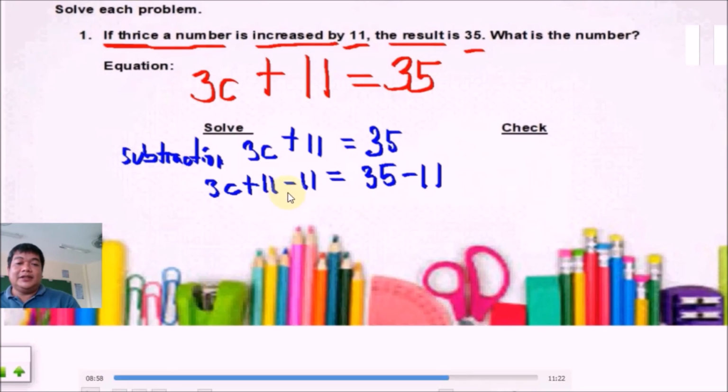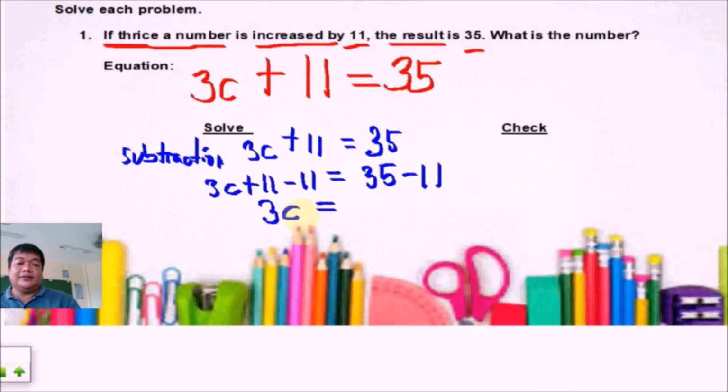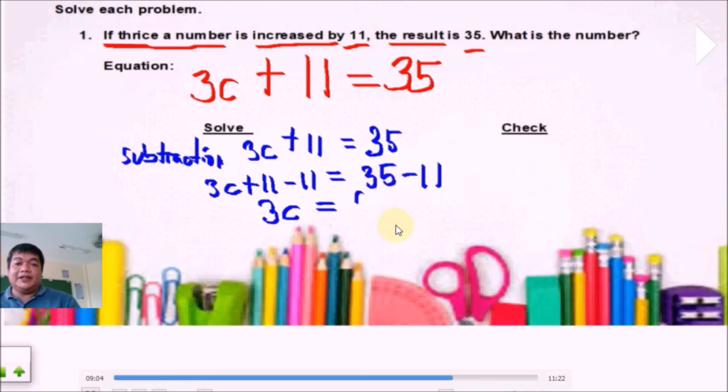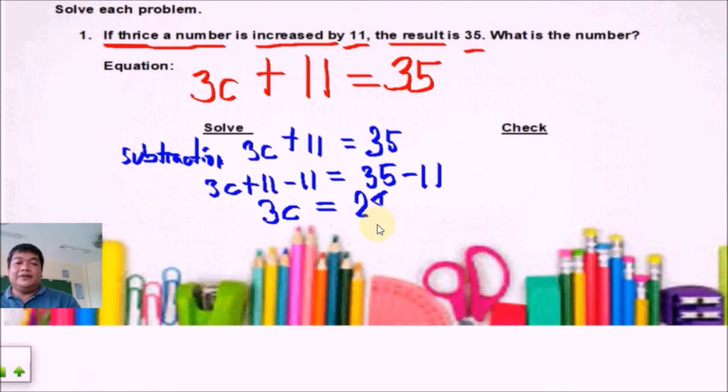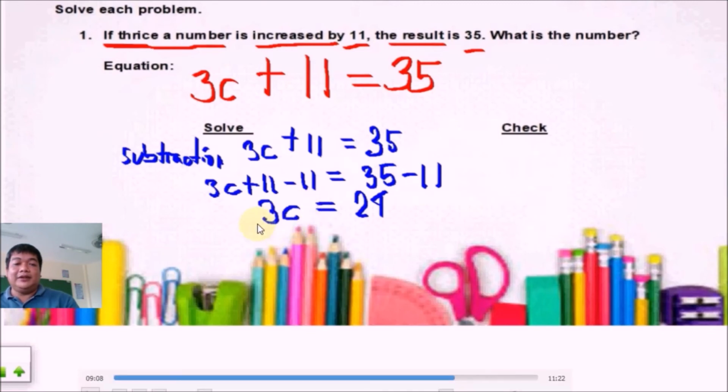So 11 minus 11 becomes 0. What remains here is 3 times a number, or 3c. 35 minus 11 is equal to 24. So 3c is equal to 24. Is this the final answer? Not yet, because we don't have the value of variable c here. We have only 3c, but we only need to find the value of c, not 3c. So we're going to find the value of c.